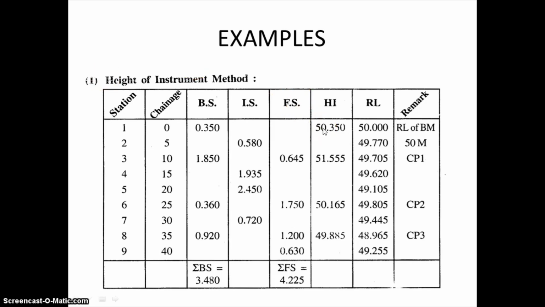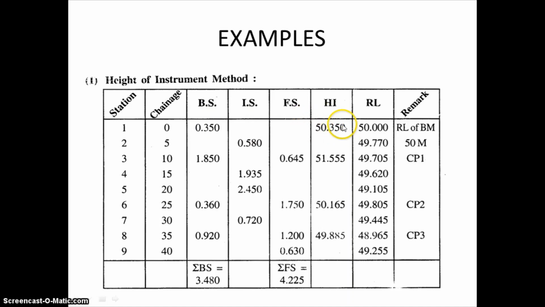Okay. So how will you calculate? We already discussed this one example. RL of benchmark is given as 50, and you have to calculate HI. So how will you calculate? We already saw the theory. We already saw the formula. RL of HI is nothing but RL of benchmark plus backsight. So you will get RL of HI. I already explained the figure also.